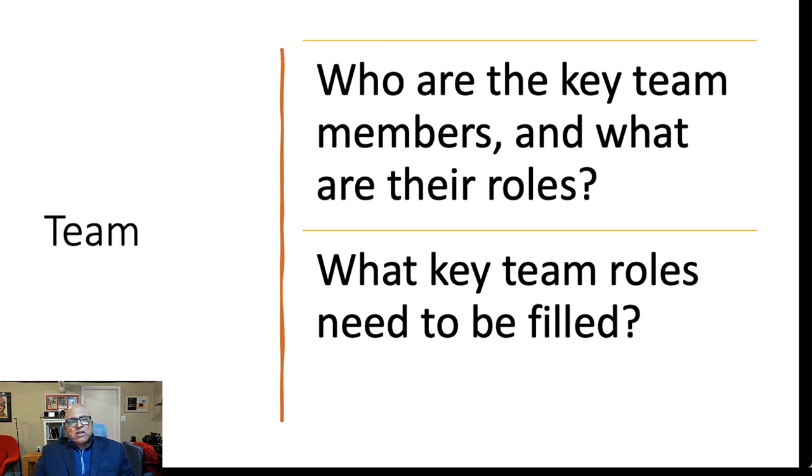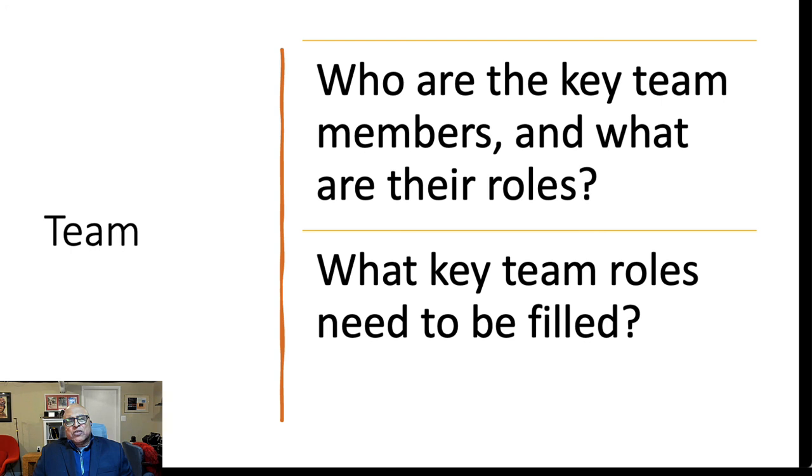And then we turn to a paragraph on the team. So who are the key team members and what are their roles? We want to get a sense, again, that the people who are executing this business are capable and know what they're doing and can address fully the opportunity at hand.